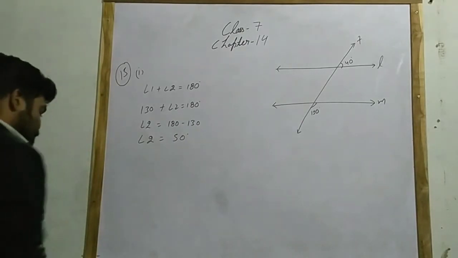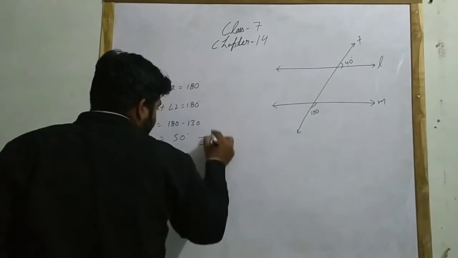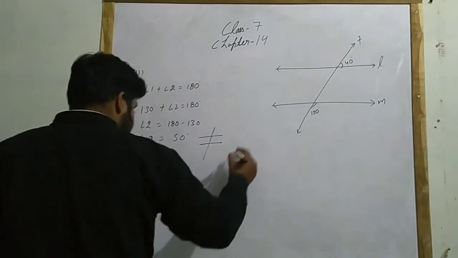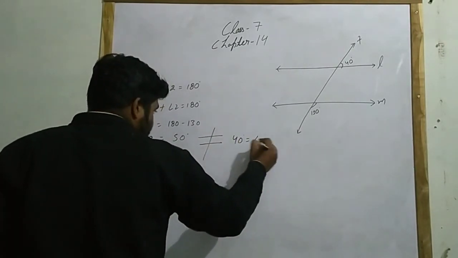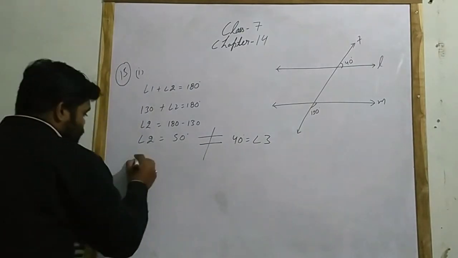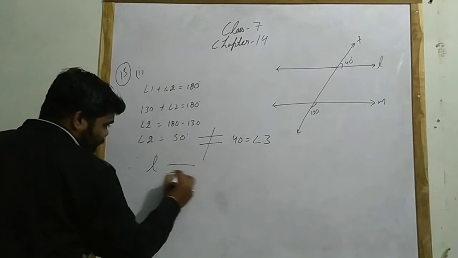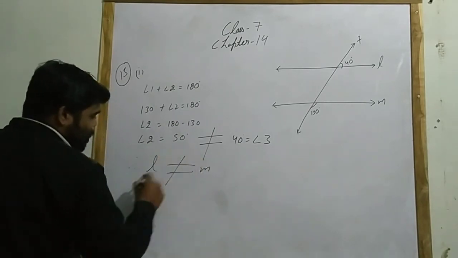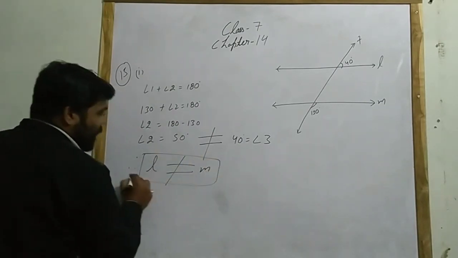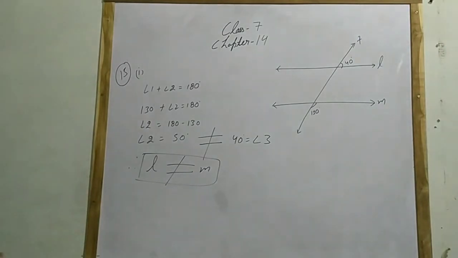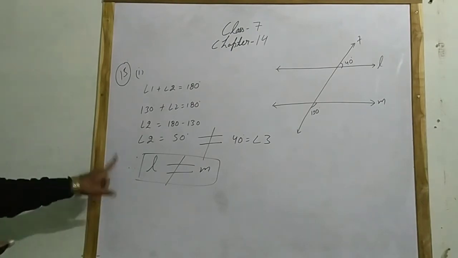Angle 2 equals 50 degrees, and it is given here, parallel and transversal, 40 degrees equals angle 3. So L is not parallel to M. If angle 2 and angle 3 were equal, then L would be parallel to M.